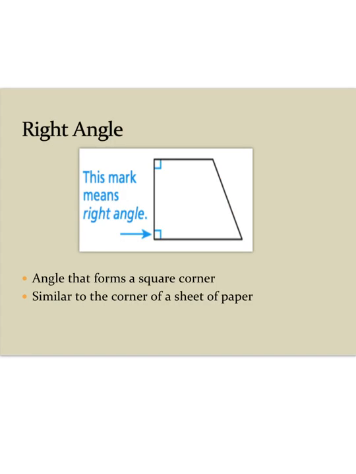A right angle is an angle that forms a square corner. It's similar to the corner of a sheet of paper, and it's signified by this blue box right here, and also right up here. That tells you that these angles are 90 degrees.